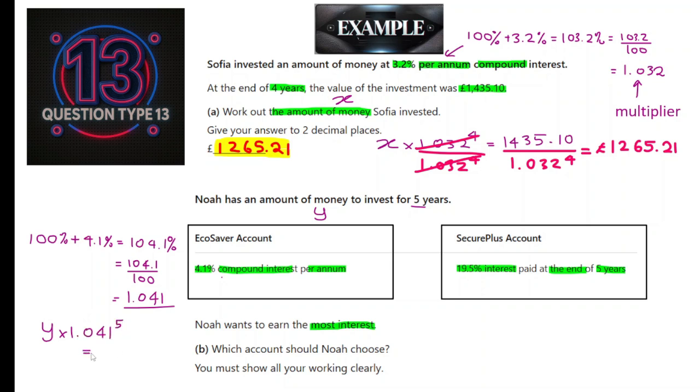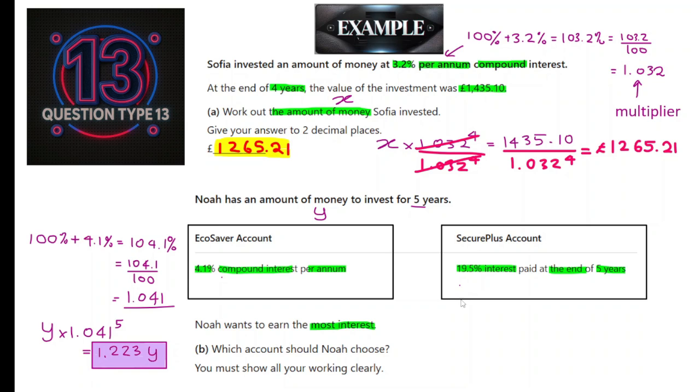Now, let's put this in the calculator. So, you get 1.223Y. I just rounded it to 3 decimal places. It goes 1.22251 like that. So 1.223Y. Now, in the Secure Plus account, it's 19.5% interest straight away.